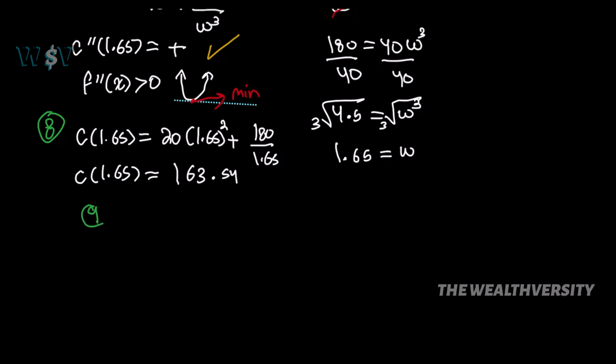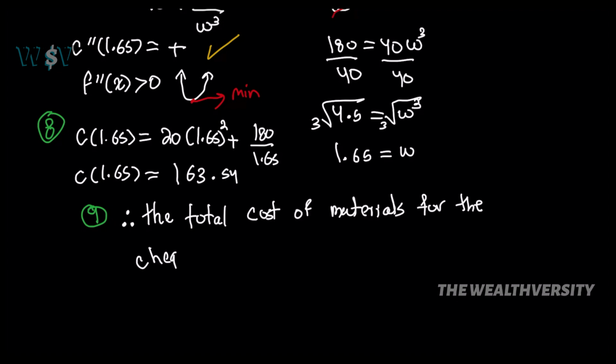$163.54. The last step is writing a therefore statement that states that the total cost of the materials for the cheapest container is $163.54.